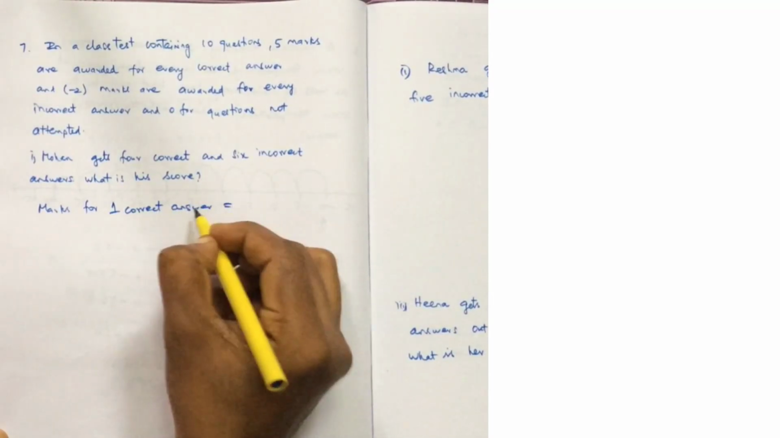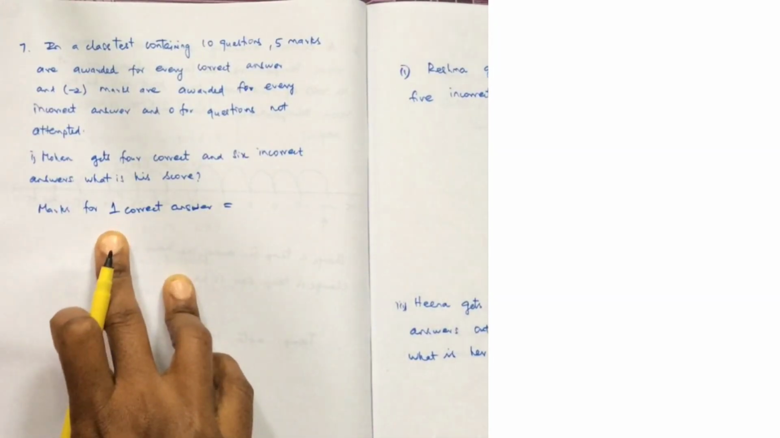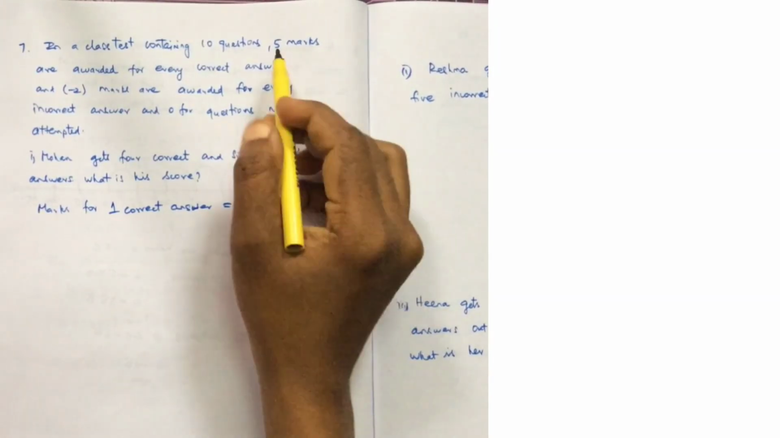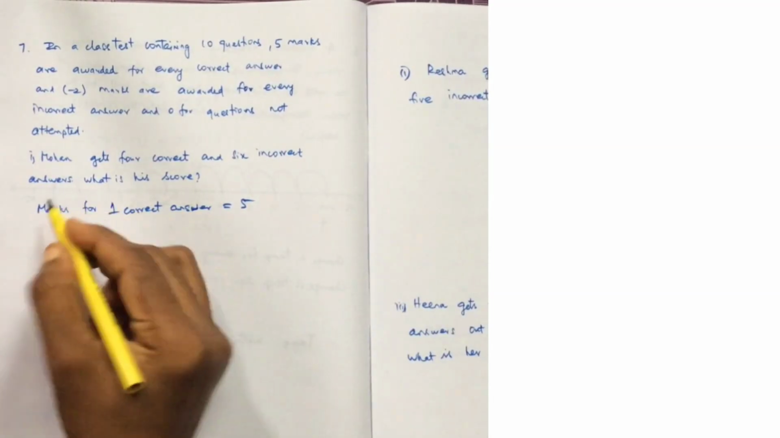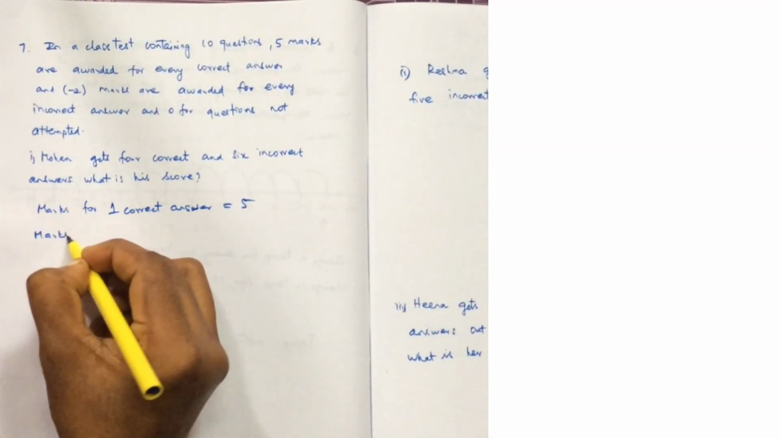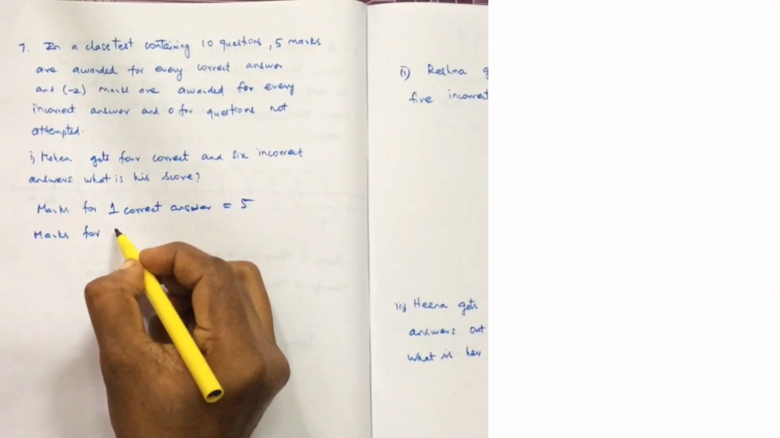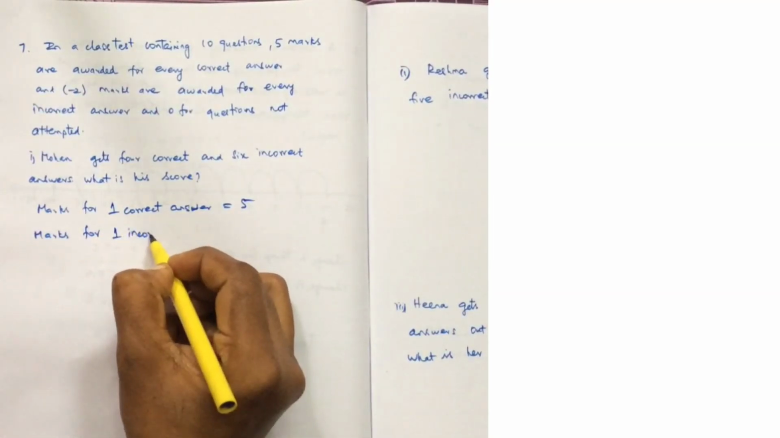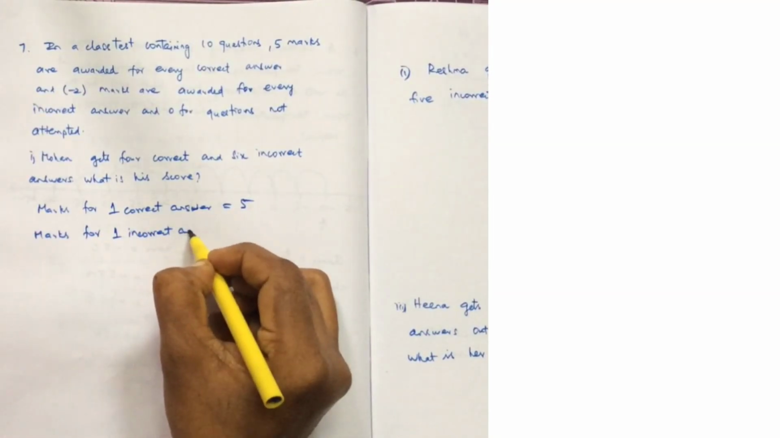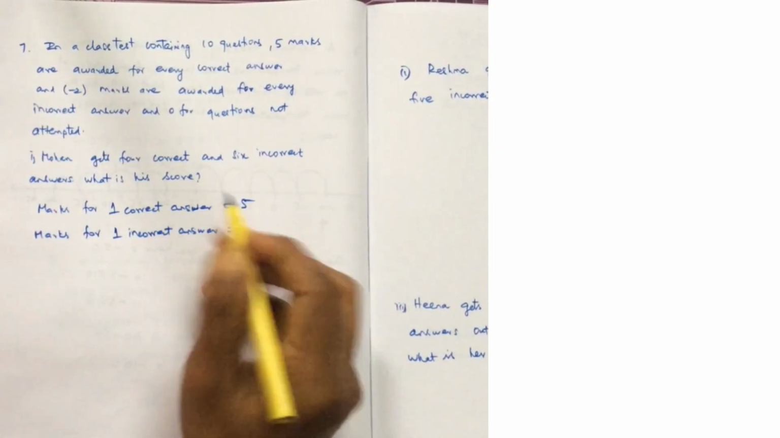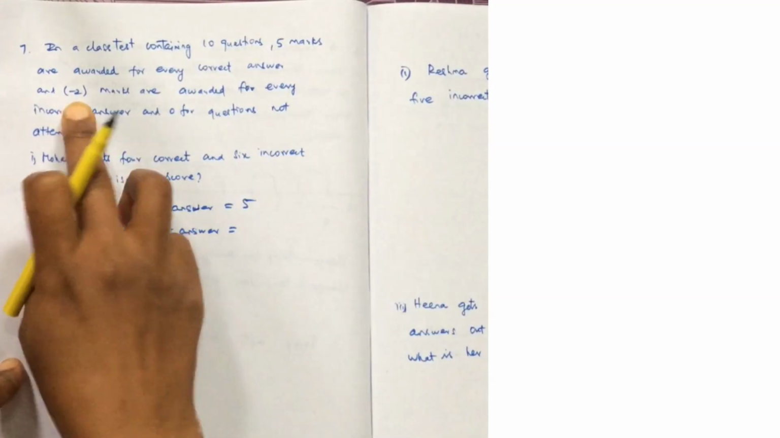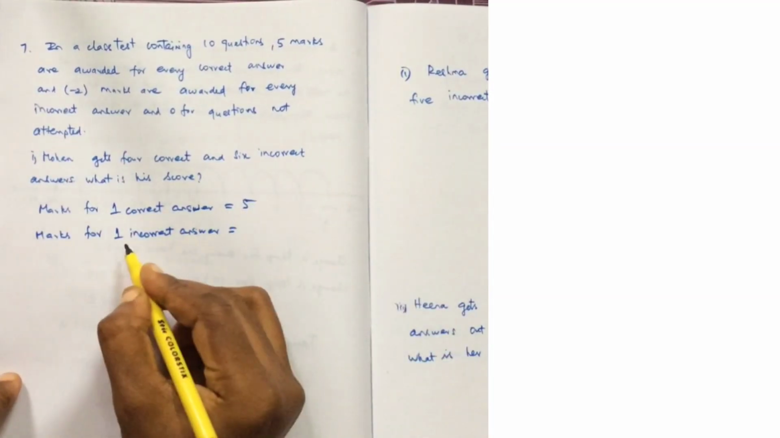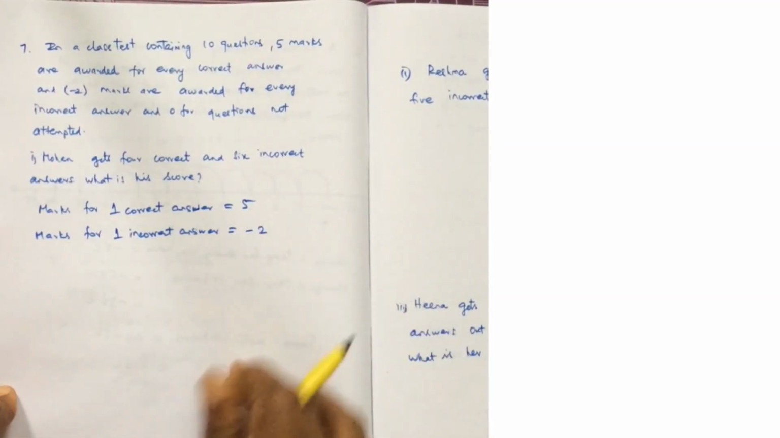Okay, first you write the marks for 1 correct answer. What is the mark given if you make one answer correct? So it is 5 marks. Okay, marks for 1 incorrect answer, that is a wrong answer. If the answer is wrong, they are reducing marks. -2 means the mark is reduced. So marks for 1 incorrect answer is -2.